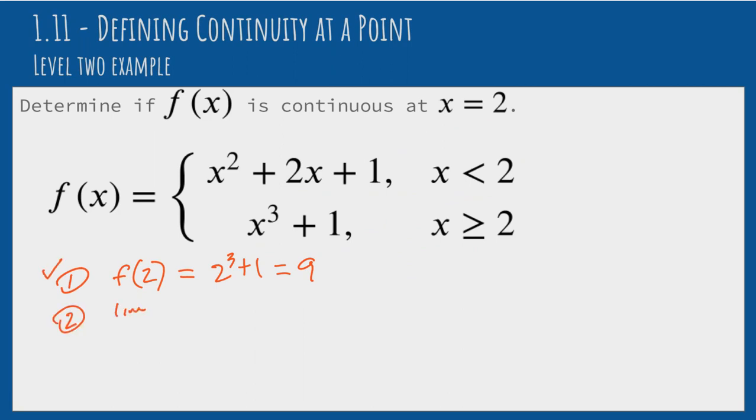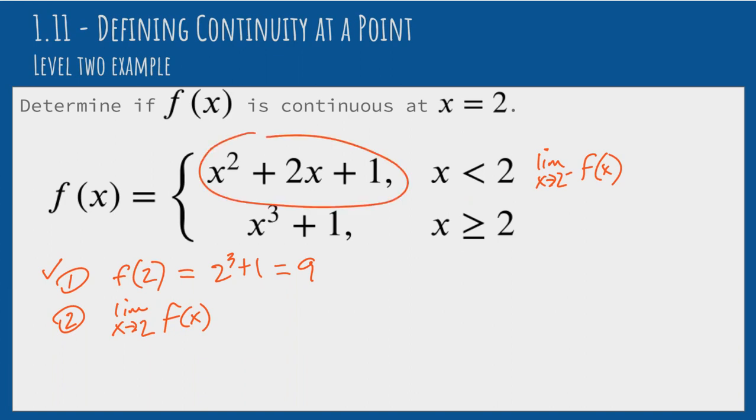Second condition is that the limit as x approaches 2 of f of x also exists. Well, for this, we're going to need to look at both of our one-sided limits. So let's look at the limit as x approaches 2 from the left. And as we approach 2 from the left, we're going to be looking at values smaller than 2. So we're going to be on this branch right here. And even though we're looking at values slightly smaller than 2, we can plug 2 in because we're getting really close to 2. So direct substitution works here. We plug 2 into this expression. It's going to be 2 squared plus 2 times 2 plus 1, which is 9.